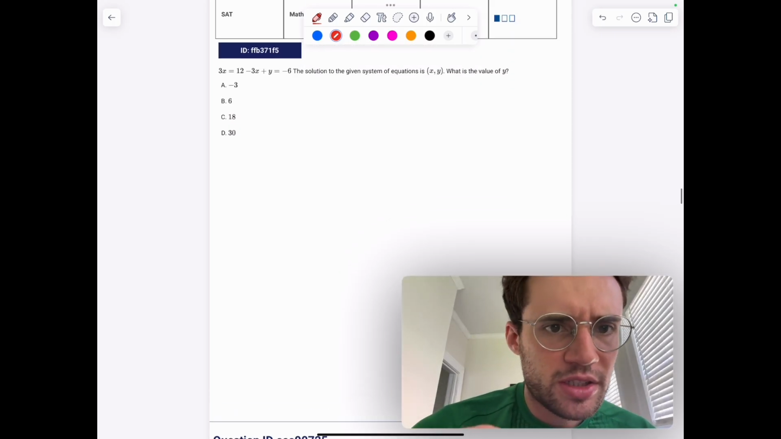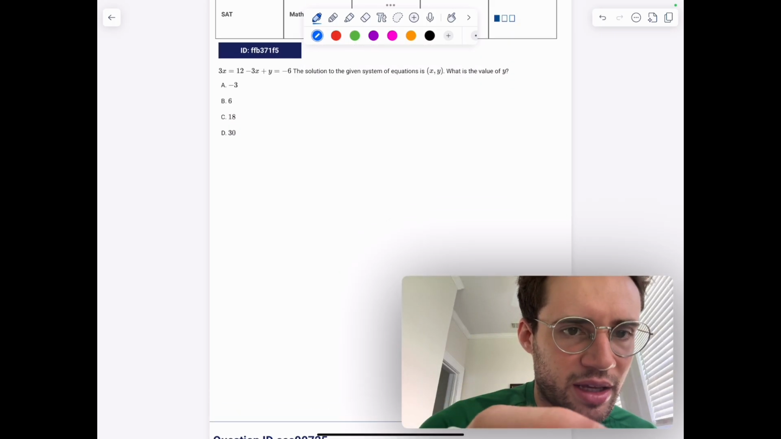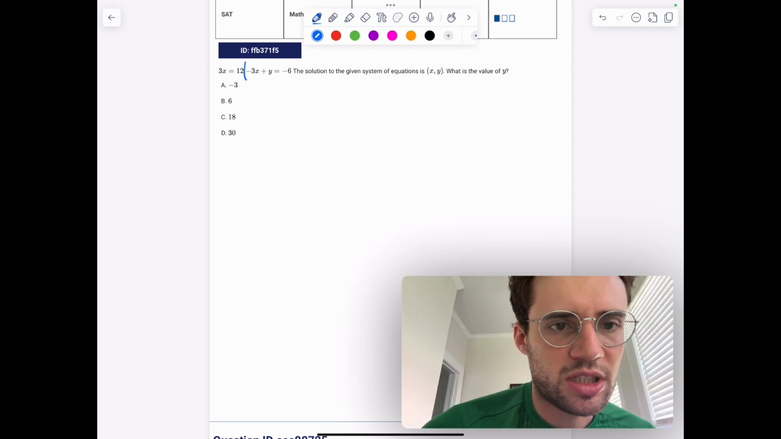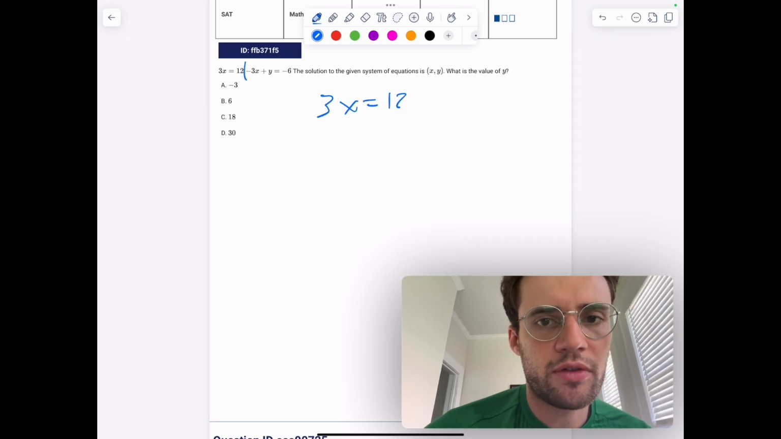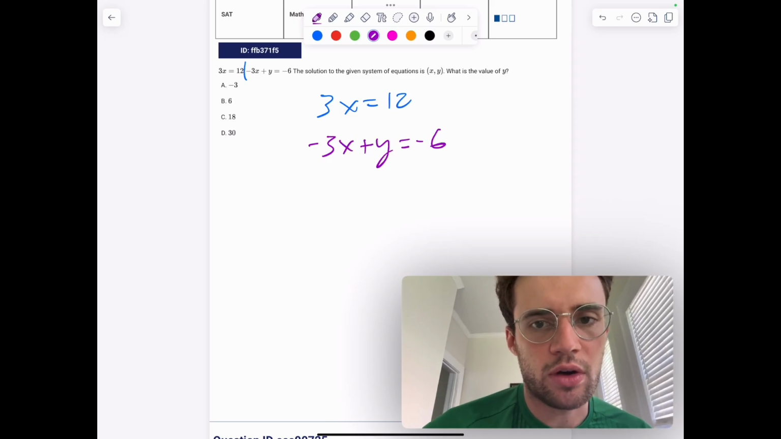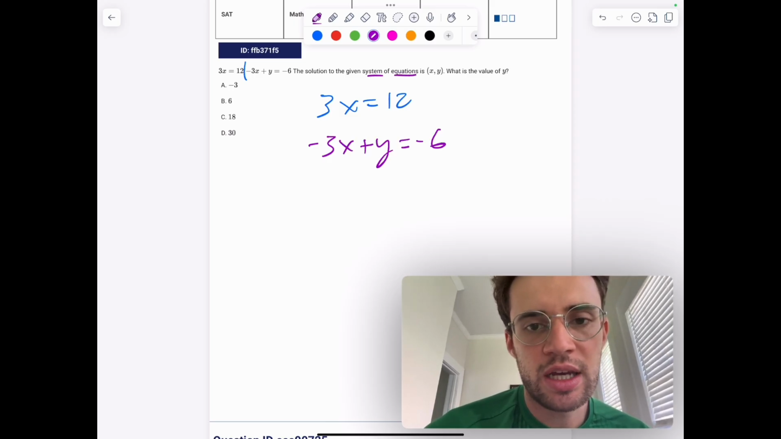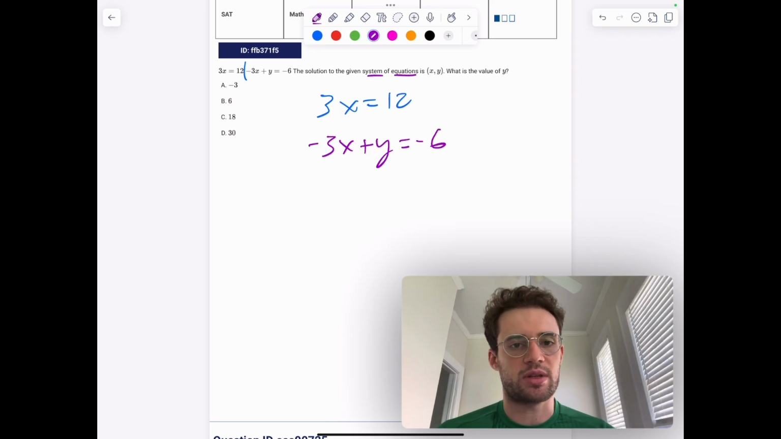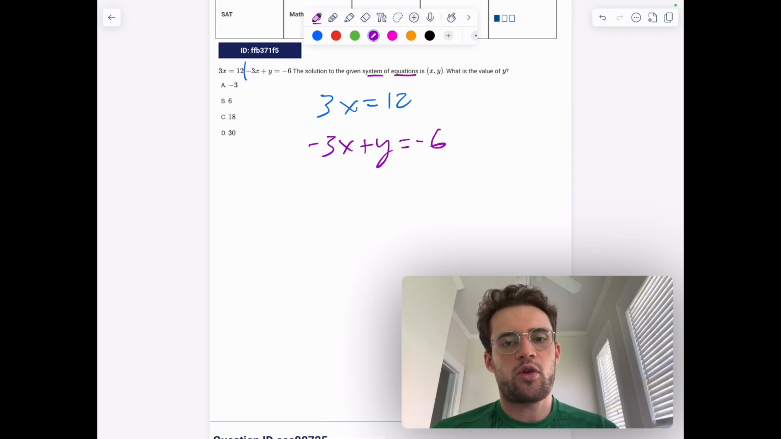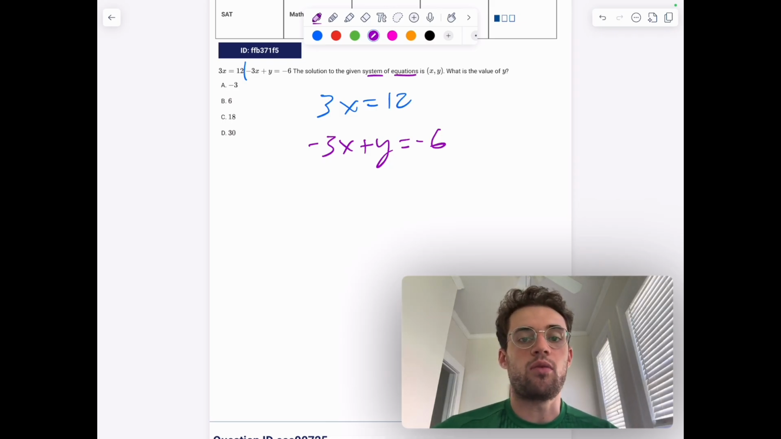All right, this is another one where the formatting is really kind of confusing, but it's supposed to be 3x equals 12 and negative 3x plus y equals negative 6 for our two equations. If it's a system of equations, it should be two separate things. So the solution to the given system of equations is x comma y. What is the value of y?